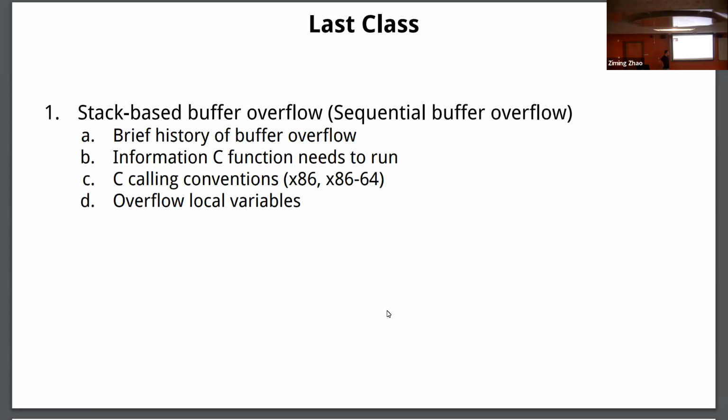Okay, let's get started. So Tuesday, we started talking about stack-based buffer overflow. We briefly discussed the history of it. We talked about the information a saved function needs to run, and discussed several calling conventions on 32-bit and 64-bit. We also had several examples. We showed how to override local variables.